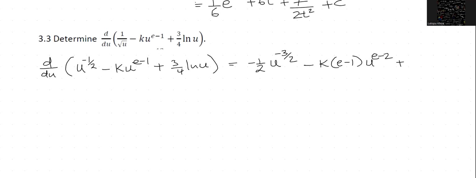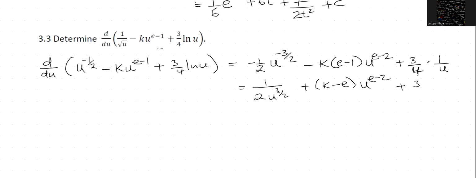And then here the 3 over 4 must remain there. Then ln of u, the derivative is 1 over u. Okay, then simplify it. This is 1 over 2 u to the power of 3 over 2. And then here we will have, I can write this as k minus e, u e to the power of minus 2 plus 3 over 4 u.